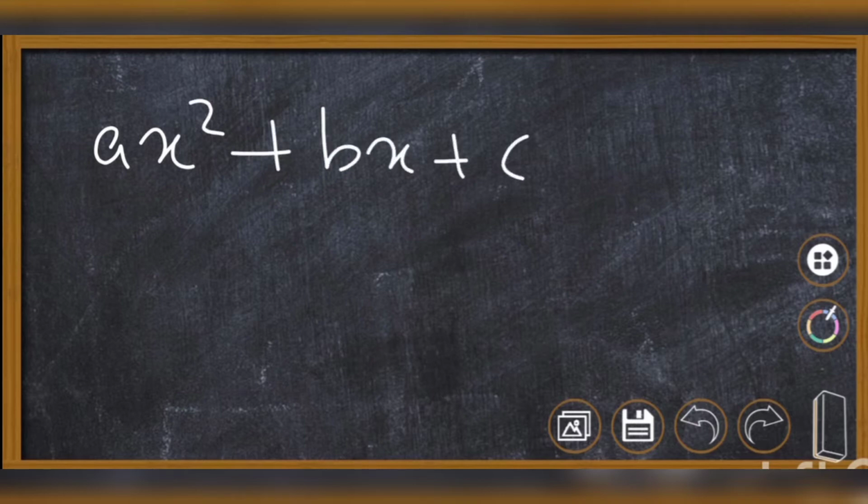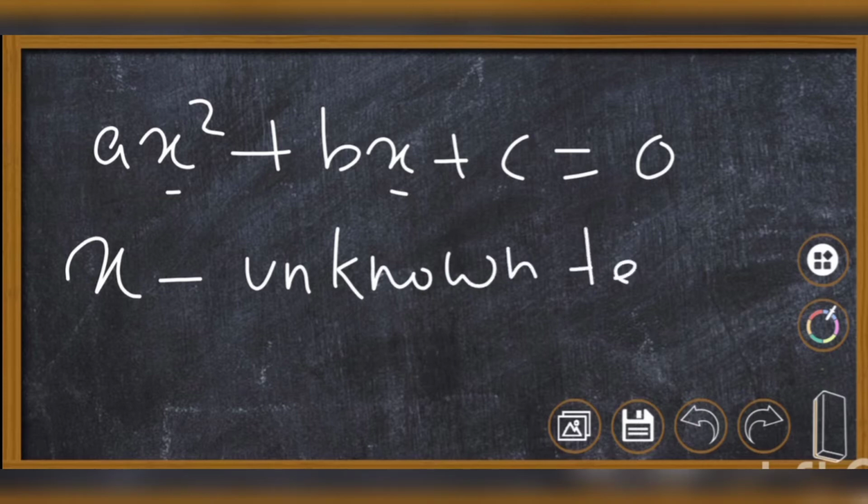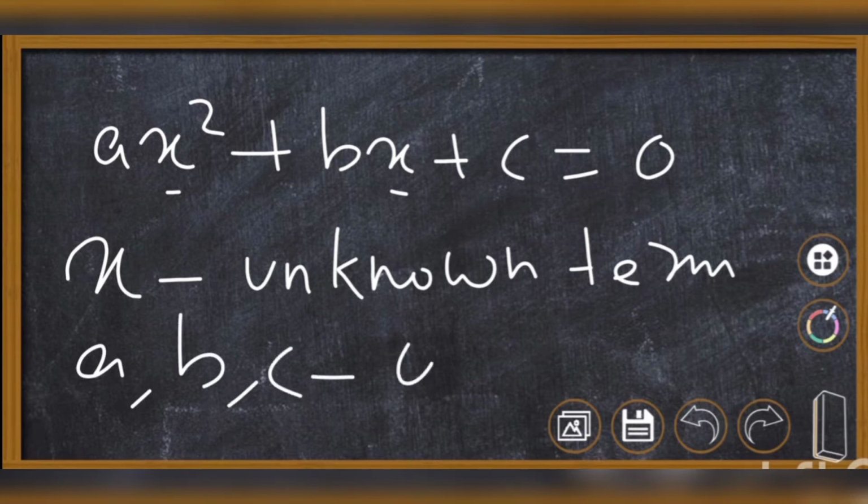So the standard form of a quadratic equation is given by ax square plus bx plus c is equal to 0, where x is an unknown term or variable, and a, b, c are constants or coefficients of x. The equation must have a not equal to 0. That is a condition.